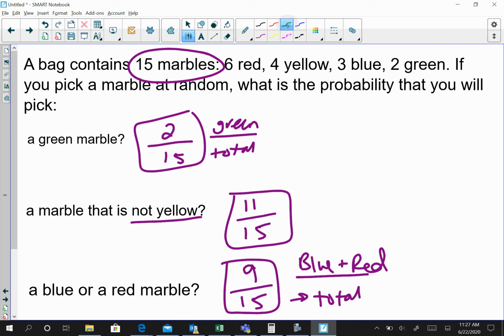9 out of 15 is reducible. 3 goes into both of these numbers. 3 goes into 9 3 times. It goes into 15 5 times. So you have a 3 out of 5 chance of getting a blue or a red. Think about it as like a win. I win this game if I pull a blue or I pull a red. Well, there are 6 reds and 3 blues, so I have 9 winning marbles out of my 15 marbles. So that's kind of how you can think of the or statement.